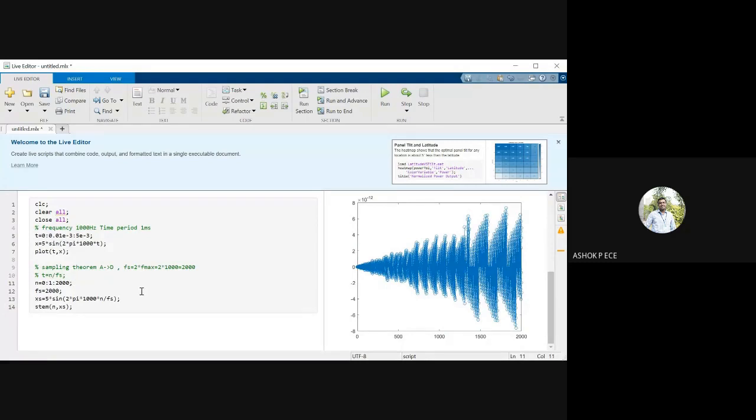Assume that in sampling frequency we have three cases, right? Undersampling, oversampling, and critical sampling. So what we have done here is critical sampling. Exactly, we have taken Fs equal to 2000.